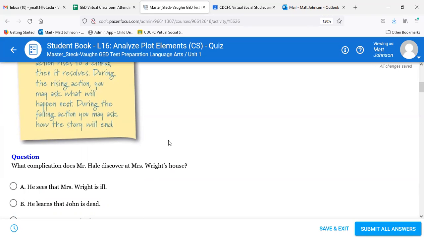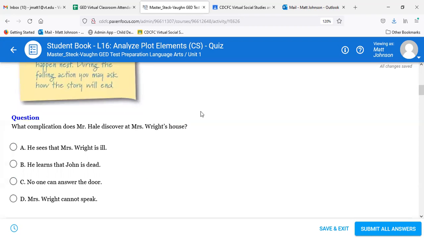Edda, you want to read question 1 for us? Okay, what complications does Mr. Hale discover at Mrs. Wright's house? A, he sees that Mrs. Wright is ill. B, he learns that John is dead. C, no one can answer the door. Or D, Mr. Wright cannot speak.